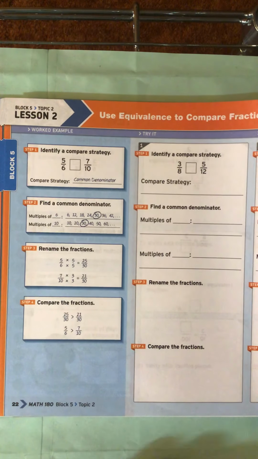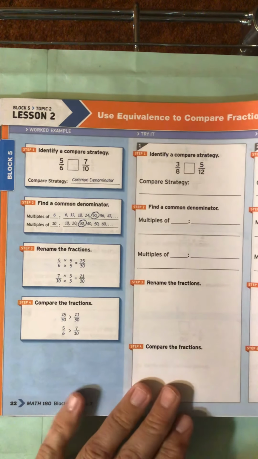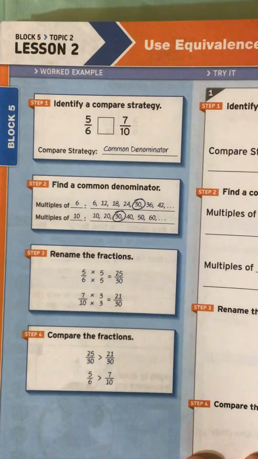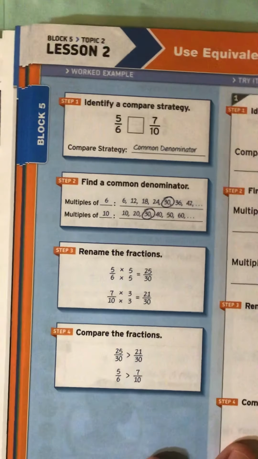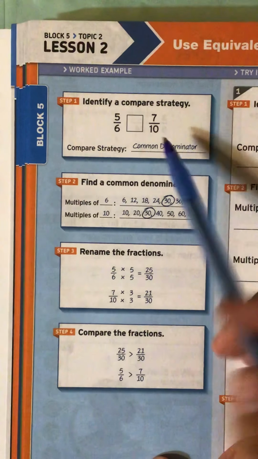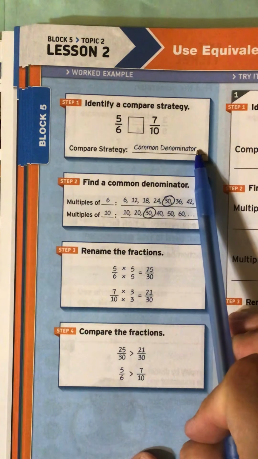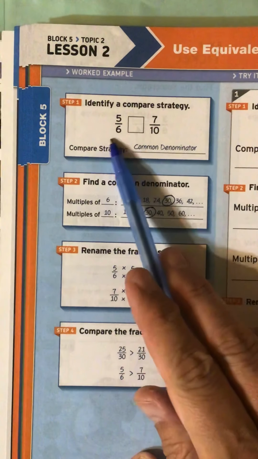All right, guys, we're back with Block 5, Topic 2, Lesson 2, using equivalence to compare fractions. So let's go ahead and look at that example that they have started off for us here. We're going to look at our strategy. We're going to try to get a common denominator, a little bit of what we worked on in the last lesson. So we're going to list multiples of each denominator.